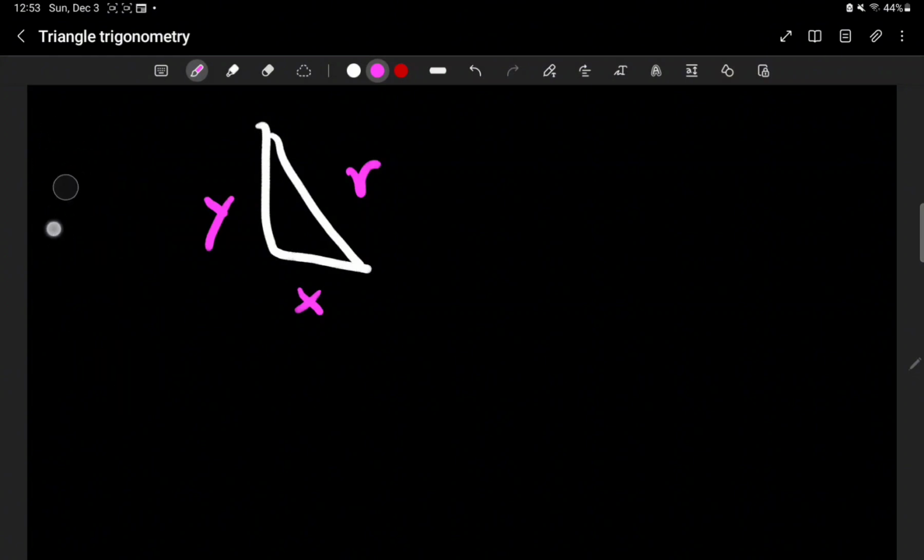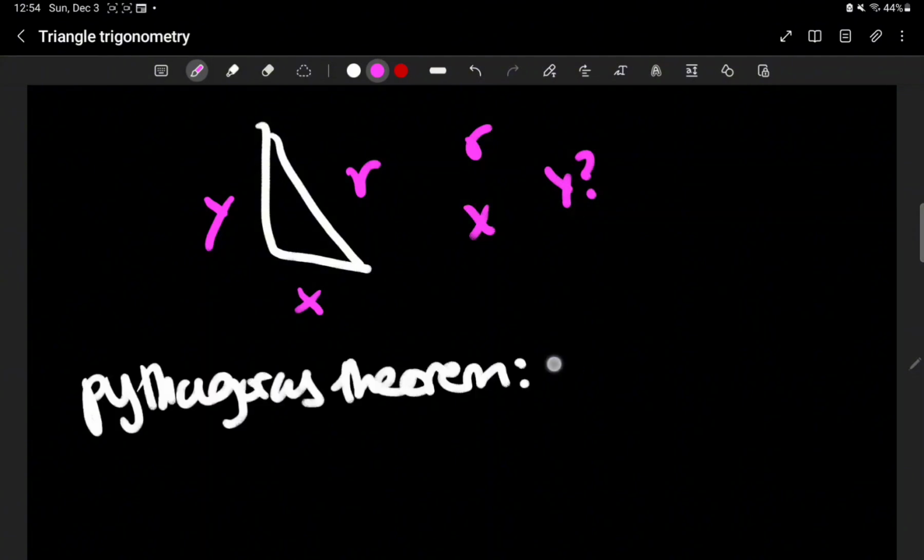Sometimes the problem will just give you the value for r or the value for x, and you won't know what y is. So the way to find out what y is is by using Pythagoras theorem. R squared is going to be equal to the value of x squared plus the value of y squared. So you just plug in whatever values you have and you just solve from there. It's like you're just solving for the variable.